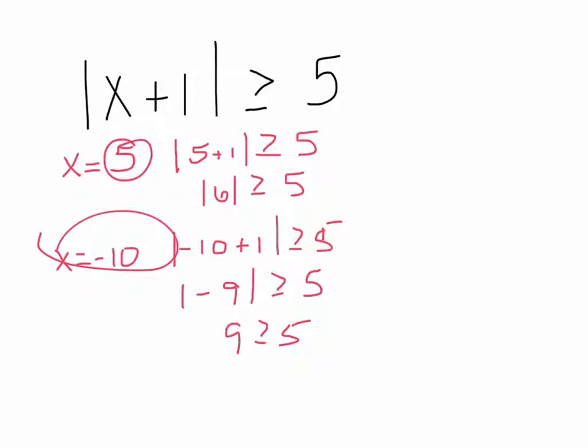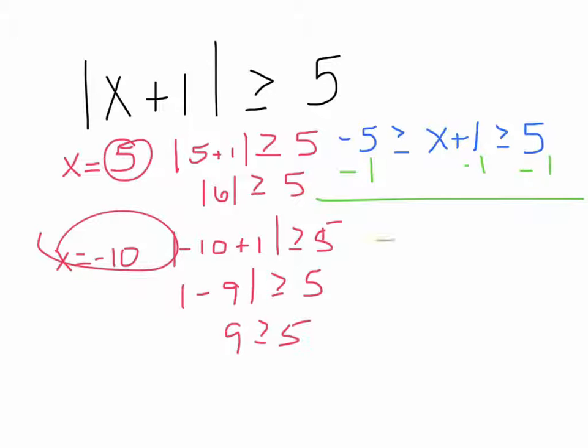So we take what's in the absolute value, x plus 1, set it greater than or equal to 5, and I'm going to turn this into a compound inequality. I also want to know the numbers on the other side. The arrows always point in the same direction, and the opposite sign. So now whatever I do to the middle, so I'm going to subtract 1, I do it to both outsides. So I have -6 greater than or equal to x greater than or equal to 4.